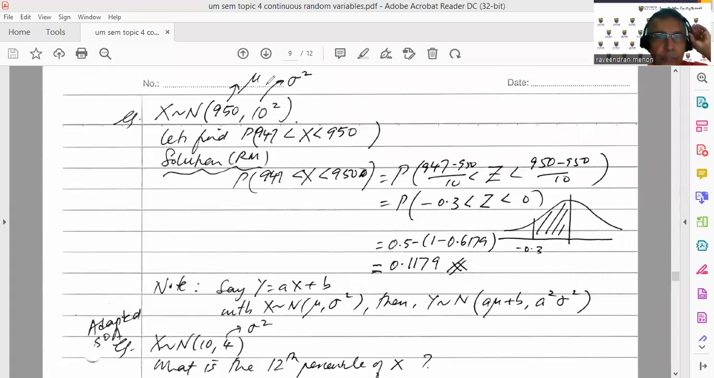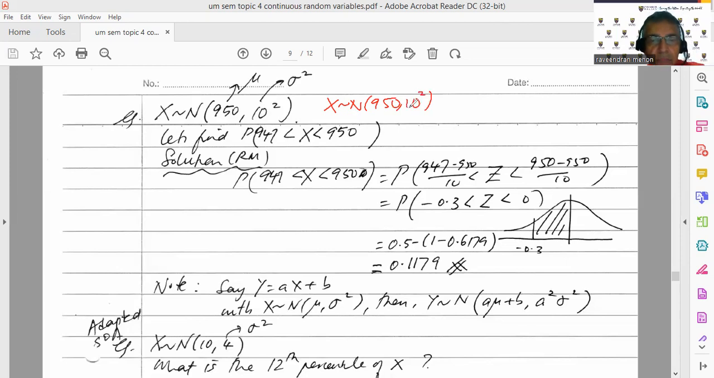Let's do another example. We have a random variable x. It's normally distributed with mean 950 and variance 100, right? So we're using this notation: X is normal with mean mu equals 950 and variance equals 100.